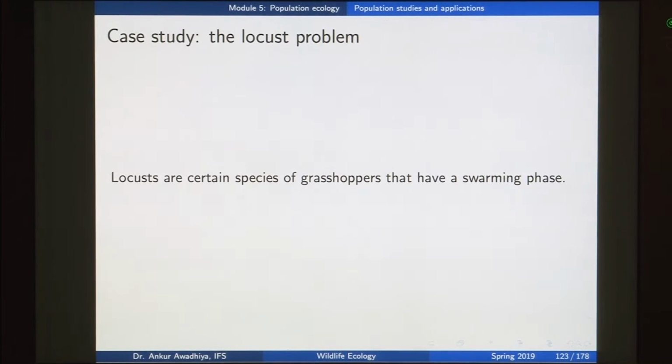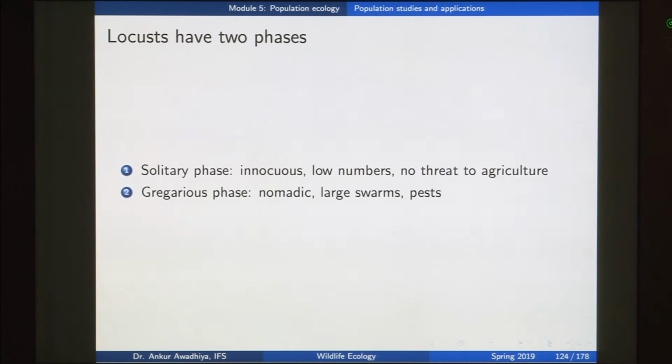So, now we will look at one such population study, which is the problem of the locust. Now, locusts are certain species of grasshoppers that have a swarming phase. So, there is still very little certainty about when you call an organism a grasshopper and when you call it a locust. They are both very closely related organisms, but mostly grasshoppers will be seen solitary, but locusts will be seen in large swarms. So, we can say that they are grasshoppers with a swarming phase. Now, locusts are known to have these 2 phases.